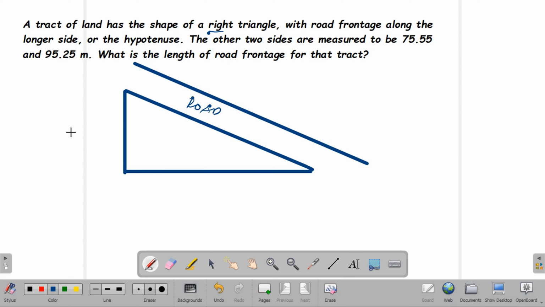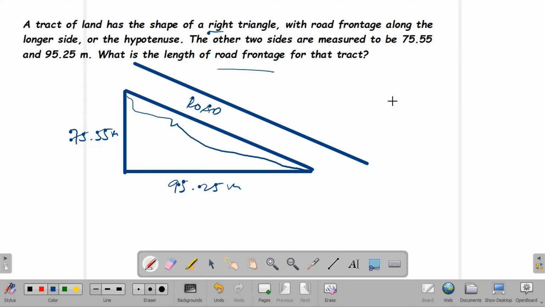So ito ay measured as 75.55 meters. Ito naman measured as 95.25 meters. Ngayon ang tanong ay what is the length of the road frontage for that tract of land? So, ibig sabihin, ito yung hinihingi na length. Okay, so madali lang, no?